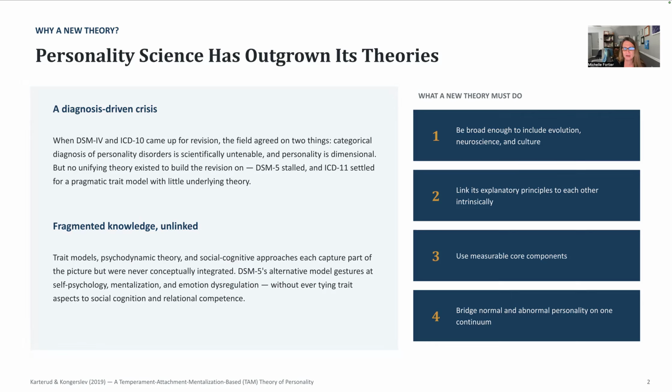DSM-5's alternative model gestures at self-psychology, mentalization, and emotion dysregulation without ever tying trait aspects to social cognition and relational competence. And our authors say that a new theory must be broad enough to include evolution, neuroscience, and culture. It also needs to link its explanatory principles to each other intrinsically, use measurable core components, and fourth, bridge normal and abnormal personality on one continuum.